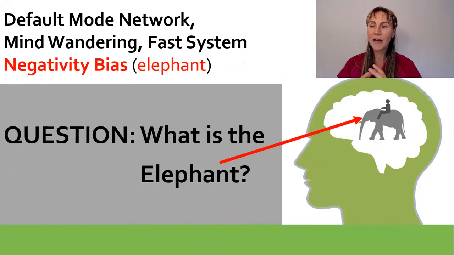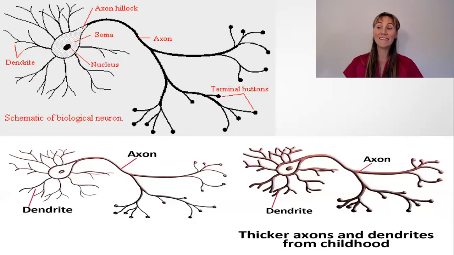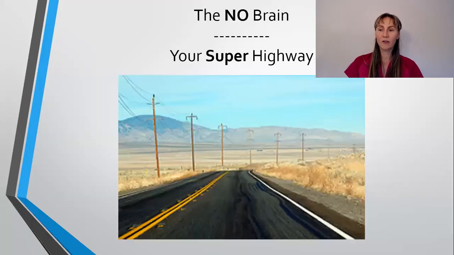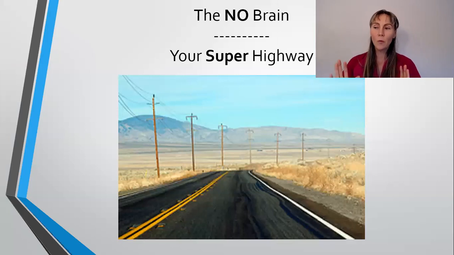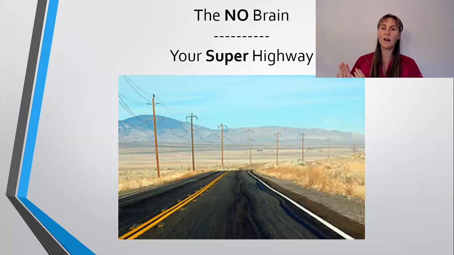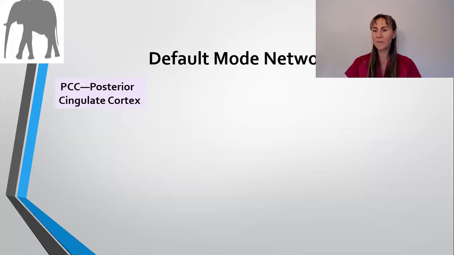I kind of clumped together this idea of mind wandering. It's called your default mode network. It's also called a negativity bias, and that fast system that I talked about before. And in my yes brain talk, I also talk about the no brain, and I talk about how there are thicker axons and dendrites from childhood, and I call it your superhighway. That's in my caregiver stress book. And I just call that your no brain. It's whatever it was that you were taught to do to manage stress when you were very young. It's a coping mechanism, and it's basically that fast system. It's unconscious, so you just do it without thinking about it. So these are other words.